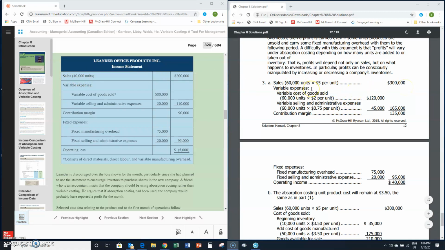Variable expenses, now again on an exam situation, I want to see your headings. And I want to see all this information. Don't just put in sales and a dollar amount. Actually show me how you're getting the numbers.